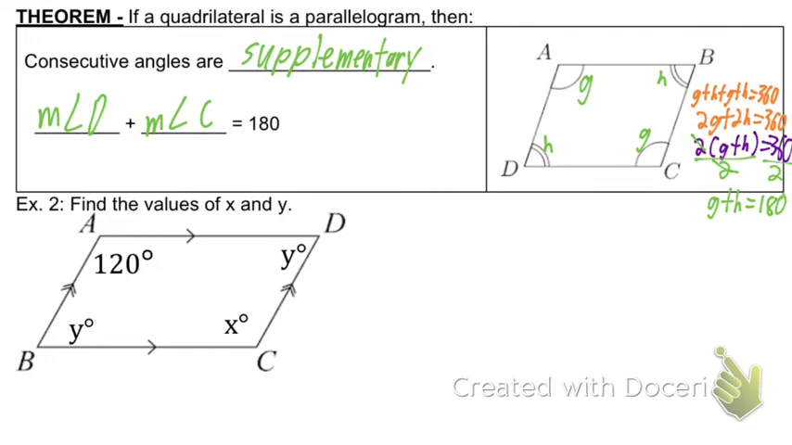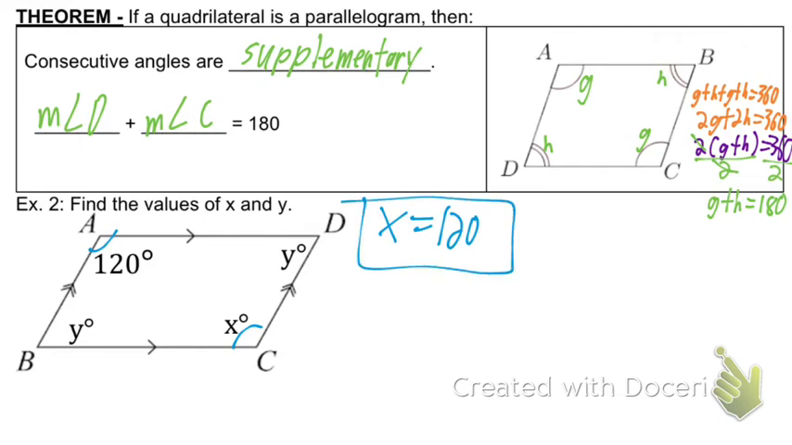Example 2. Find the values of x and y in this parallelogram. I want you to go and try it. Once you have it or have questions, raise your hand. Now, before we get into writing equations here, what do we notice about angle x compared to angle C compared to angle A? What are angle A and angle C? They're congruent because they're opposite angles in a parallelogram. So what does x have to equal? 120. Before we do anything else, we can know that.